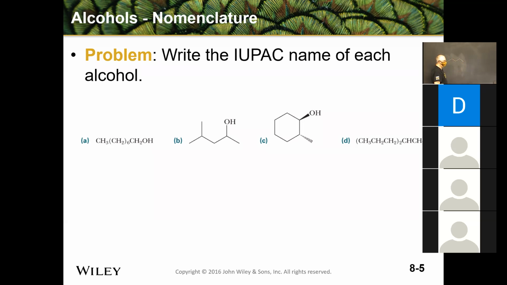All right, longest chain is pentane. This is part B. If we go this way, the methyl's on 2. If we go this way, the alcohol is on 2. The alcohol takes priority. So this would be 4-methyl 2-pentanol, pentane for 5. 4-methyl 2-pentanol.